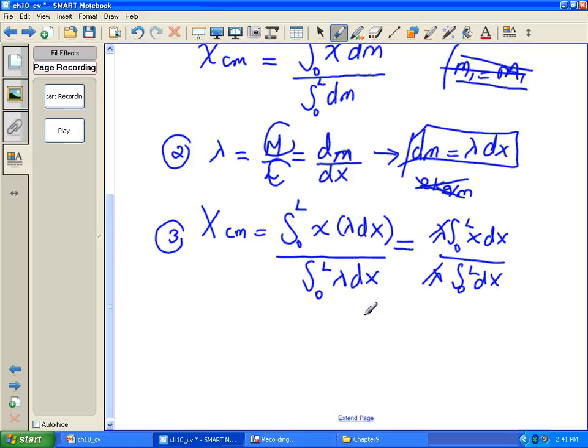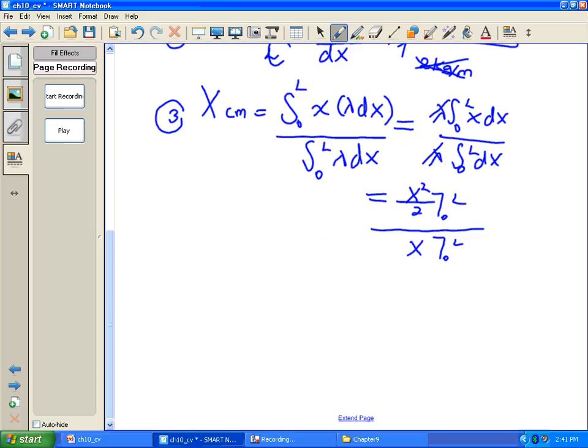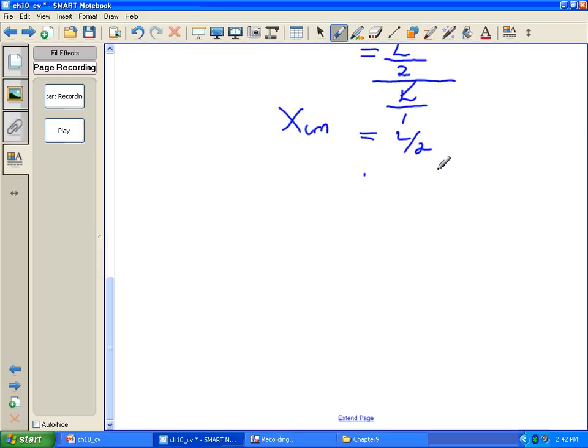Now, notice that the lambdas cancel, and when we perform the integral of x dx, we get x squared over 2 from 0 to L divided by x from 0 to L. Okay? X squared over 2 becomes L squared over 2, and x becomes just L. So here we have that divided by L, let's just say over 1. Well, you can see that this L squared will cancel this L, and we're left with the center of mass located at L over 2, and we have shown what they asked us to do using calculus and the idea of the linear mass density, etc.